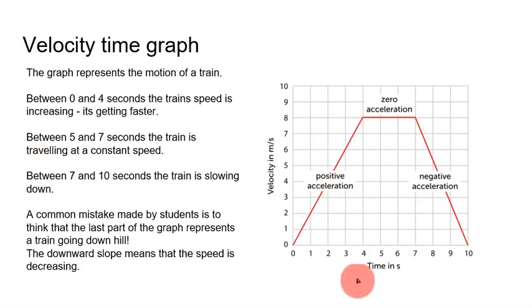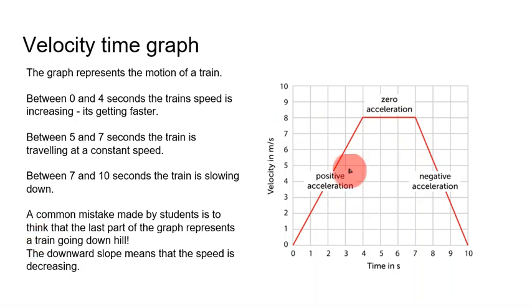Then between 5 and 7 seconds, so between this period here, the train is traveling at a constant speed. So there's 0 acceleration going on here. It's just traveling along at a constant speed of 8 meters per second for this time period.